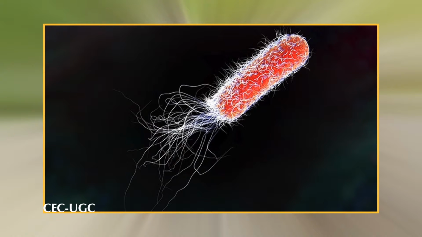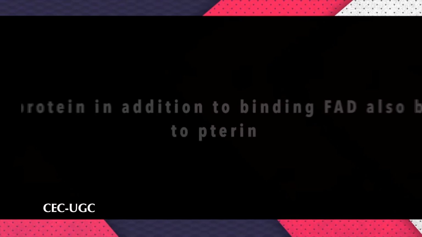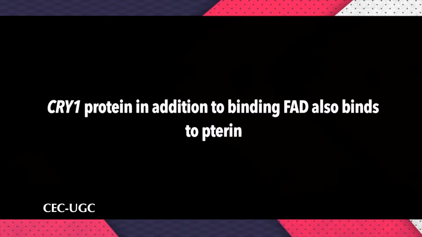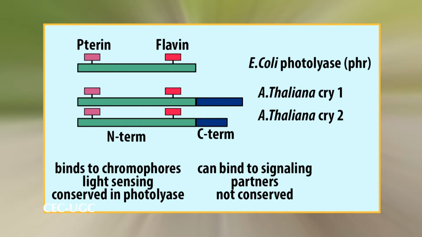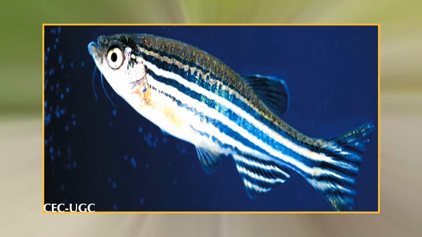It was found in E. coli that the CRY1 protein, in addition to binding FAD, also binds to pterin. Pterins are light-absorbing pterin derivatives that often function as pigments in insects, fishes and birds. This suggests the possible role of pterins as one of the chromophores of blue light receptor cryptochrome.